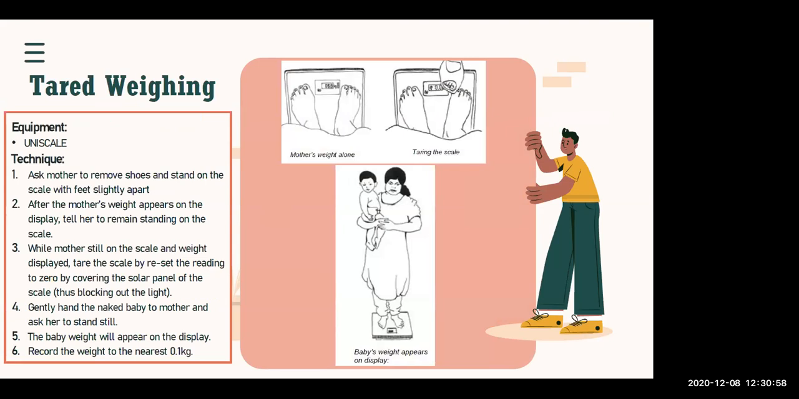For the technique, first we ask the mother to remove shoes and stand on the scale, while another person holds the baby. After the mother's weight appears on the display, tell her to remain standing on the scale so that the health provider can tare the scale by resetting the reading to 0, by covering the solar panel if they use the Uniscale, since the Uniscale needs light to function. Then we gently hand the naked baby to the mother and ask her to stand still. The baby's weight will appear on the display and we record the weight to the nearest 0.1 kilogram.